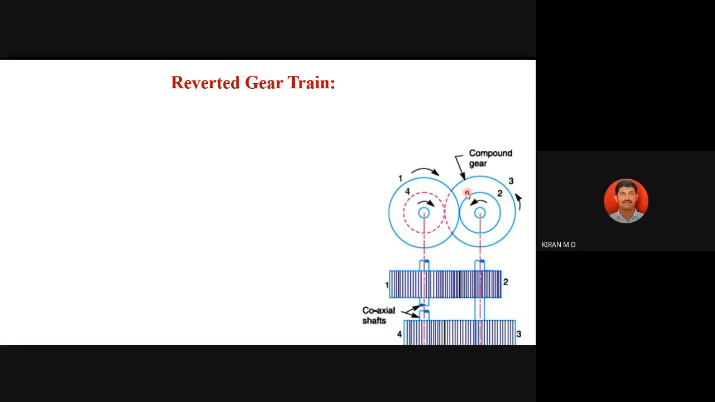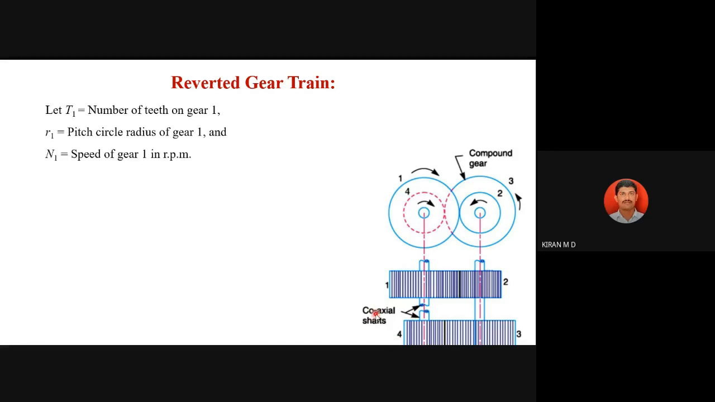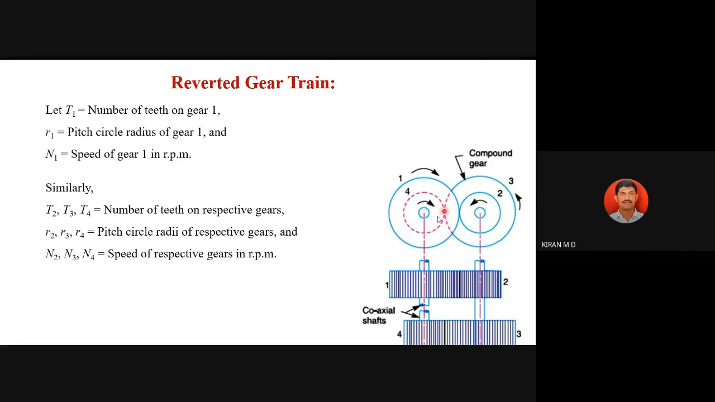To find out the velocity ratio of this one, you can see gear 1 will drive gear 2, and gear 3 will drive gear 4. Now let T1 be the number of teeth on gear 1 and R1 the pitch circle radius of gear 1. We will discuss this concept later. First we will find the velocity ratio. N1 is the speed of the driver. Similarly, T2, T3, T4 are the number of teeth on the respective gears, N2, N3, N4 are the speeds of the respective gears, and R2, R3, R4 are the pitch circle radii of the respective gears.